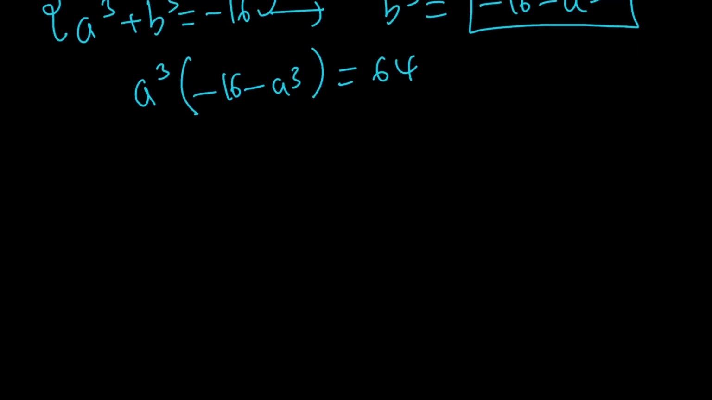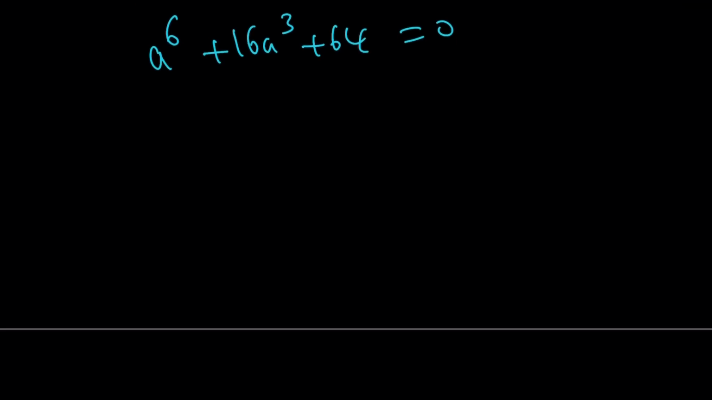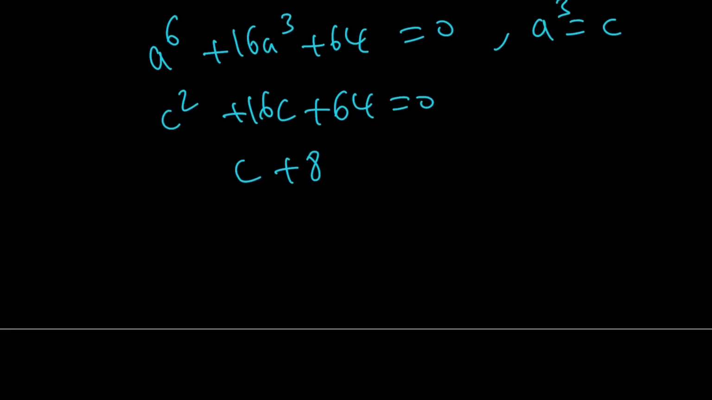a to the 6th power plus 16 a to the 3rd power plus 64 equals 0. And from here, you can replace a cubed with c if you want. That's the usual way, but this is kind of obvious, hopefully. c squared plus 16c plus 64 is equal to 0. Guess what? This is (c plus 8) quantity squared. Therefore, we only got one solution from here.